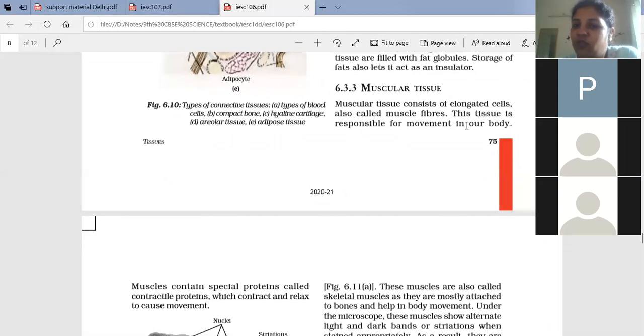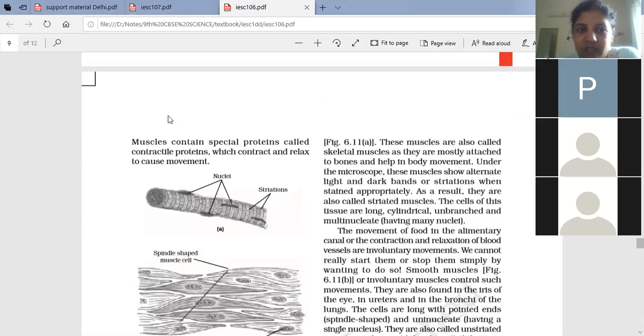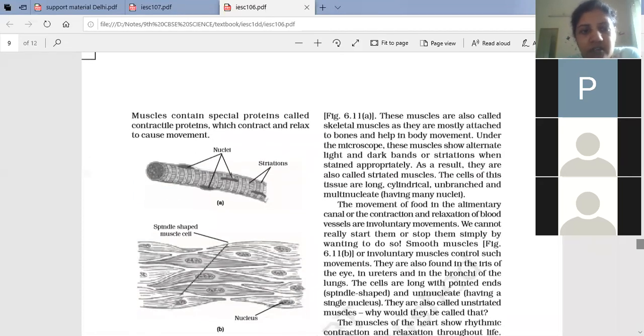This tissue is responsible for movement in our body. Muscle contains special proteins called contractile proteins, which contract and relax to cause movement. Myosin and actin fibers are present in it. Due to the contraction and relaxation, the secretion of a particular protein will cause contraction, and another protein is secreted which causes relaxation. According to that, the movement of muscles keeps going on.